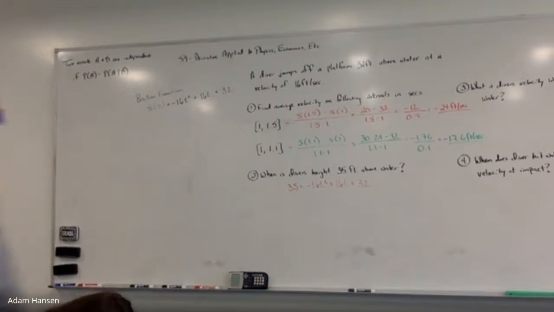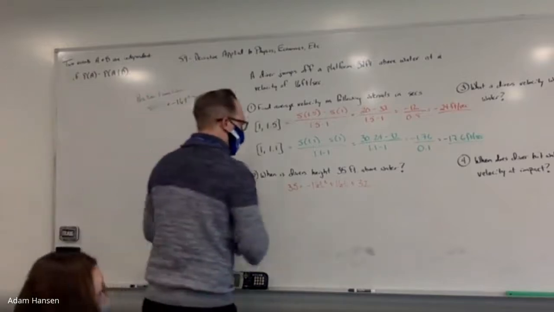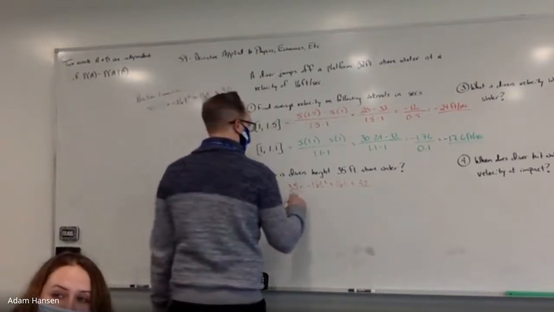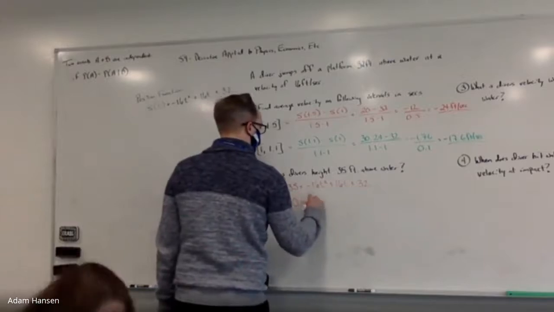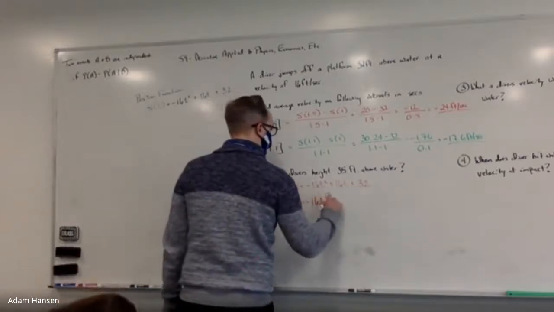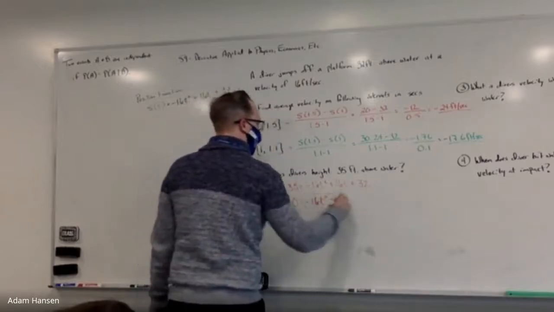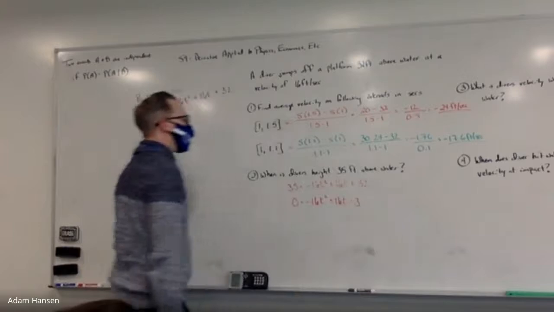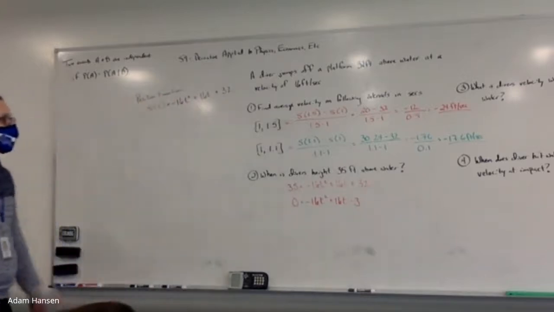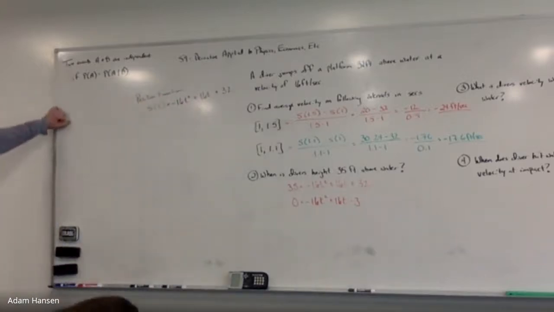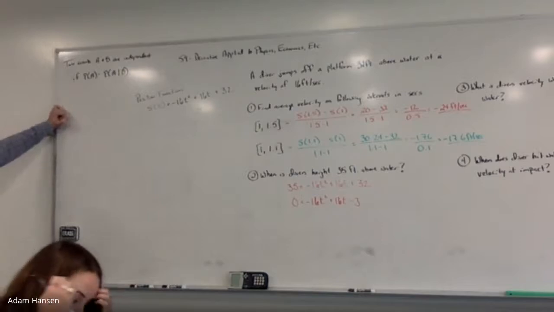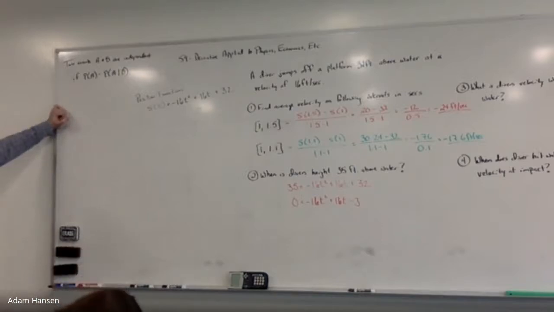Make one side equal to 0. I think I can subtract 35 from either side. 32 minus 35 is negative 3. So somehow we need to solve negative 16t squared plus 16t minus 3 equals 0.